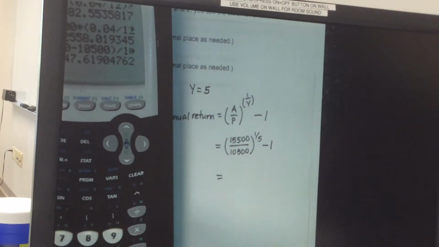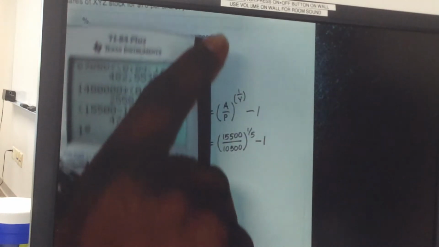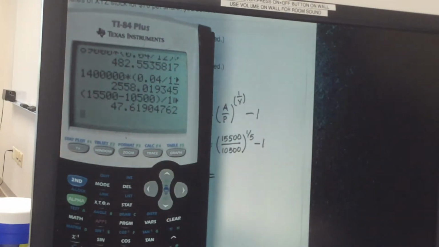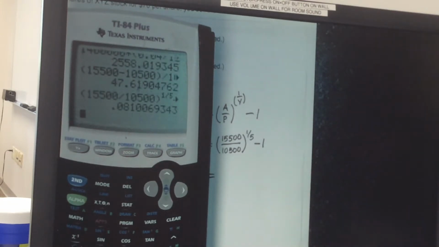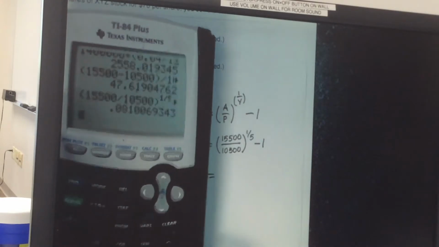So let's start over. Left parentheses, $15,500 divided by $10,500, and then close the parentheses, and then press your hat key for your exponent to the 1/5 power, 1 divided by 5. Then use your right arrow key to get out of the exponential part, and then do minus 1. Now you're going to get the decimal. In this case, I'm going to say 0.081.